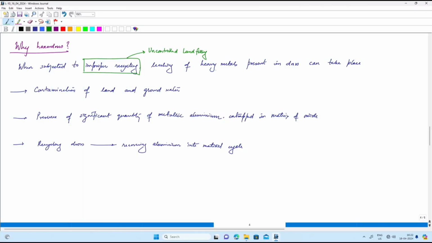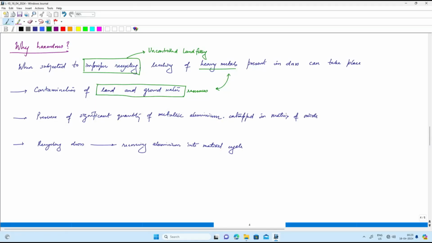So these heavy metals can be leached from dross to the various resources present in the landfill, which could eventually lead to contamination of land and groundwater resources. So land and groundwater resources are contaminated because of heavy metal leaching. It can change the pH of the groundwater, and this affects the flora and fauna around the landfill.